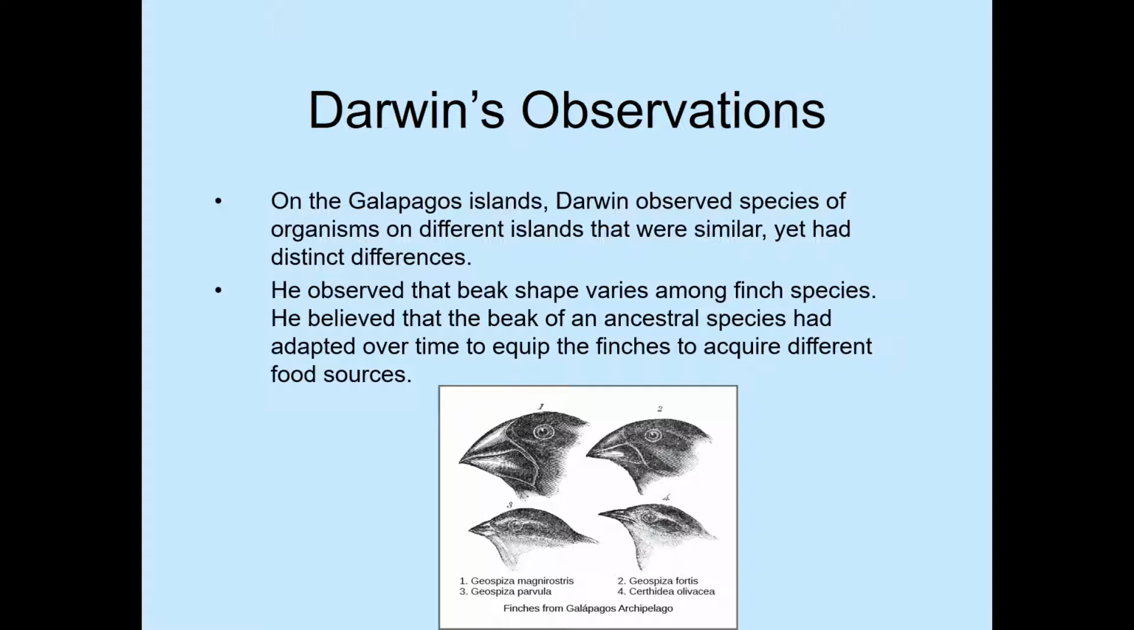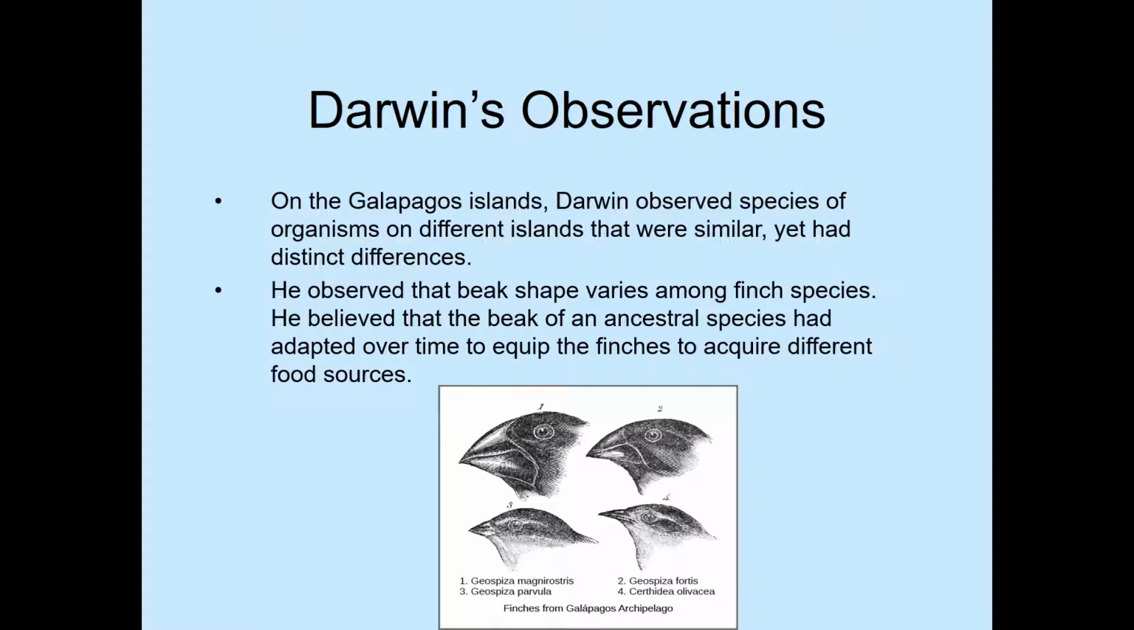Now, on the Galapagos Islands, Darwin observed species that had some distinct characteristics that were different. For instance, he liked to watch finches, which are these little birds. Okay, there's a picture right on this slide. And he believed that the beak of an ancestral species of finch had adapted over time to equip these birds to be able to eat different foods.